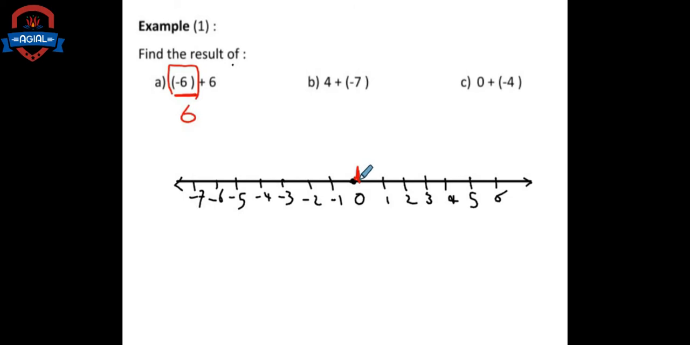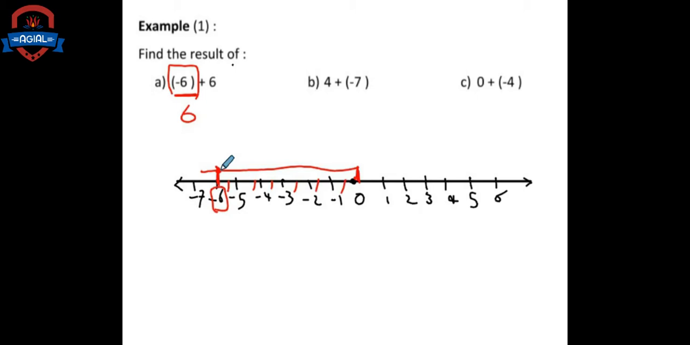So we start from 0 and move to the left 6 units to represent the number negative 6. 1, 2, 3, 4, 5, and 6. So we stop here. Now we have represented the number negative 6. And we have negative 6 plus 6.